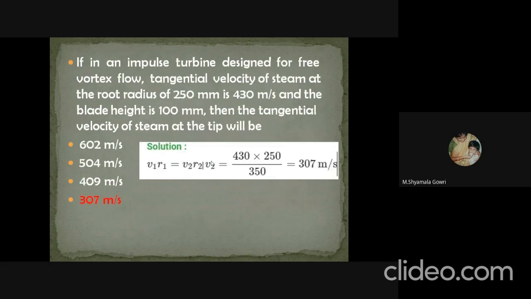In an impulse turbine designed for free vortex flow, the tangential velocity of steam at the root radius of 250 millimeters is 430 meter per second and the blade height is 100 millimeter. Then the tangential velocity of steam at the tip will be: V1 R1 equal to V2 R2. By substituting V1, R1 and R2, we will get V2. So this is 307 meter per second.